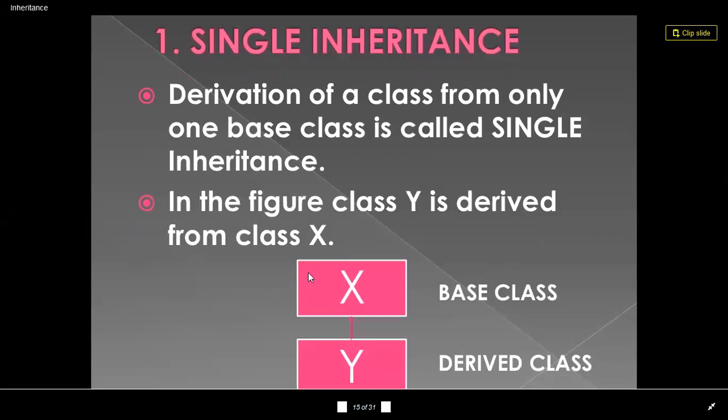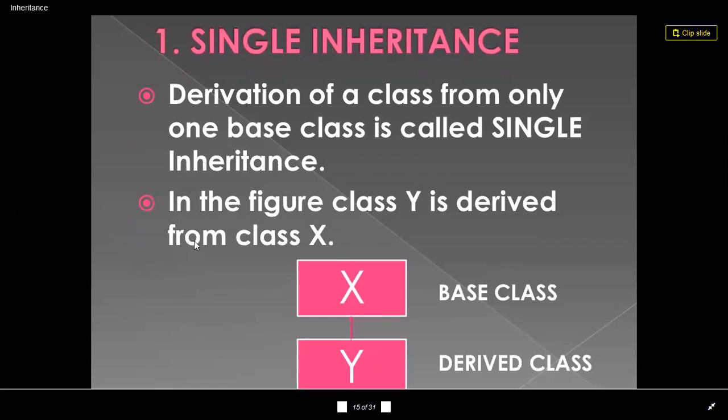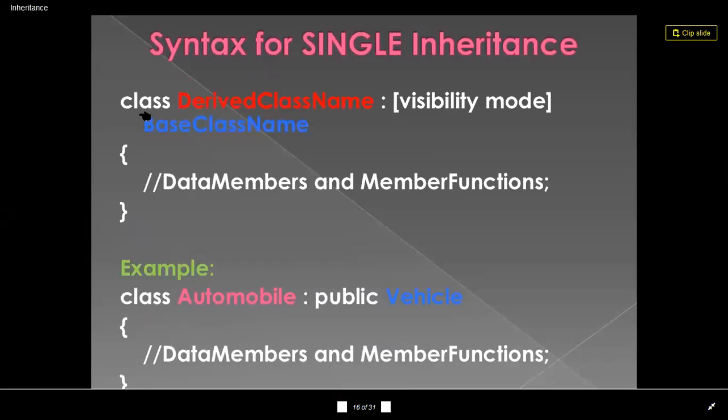Single inheritance means you will have a base class, and from there you will derive a child class or derived class. Example is just the one we practiced. If there's an animal class, and from the animal class we derive a dog class, that's a single inheritance. So this is the syntax: class derived class name. In our example, it was dog. So class dog, visibility mode or the mode of inheritance is public, and base class name, that was animal. So class automobile, public vehicle; class dog, public animal, and so on.